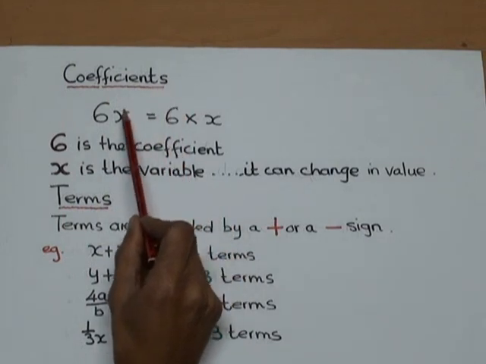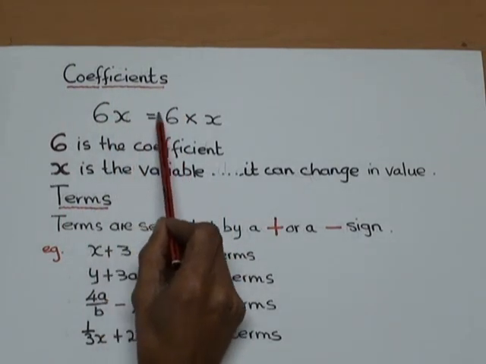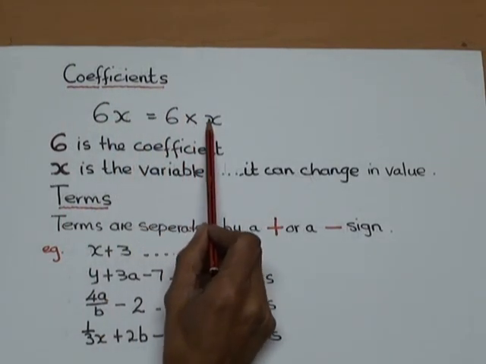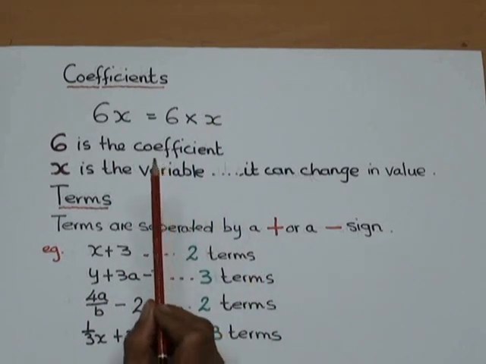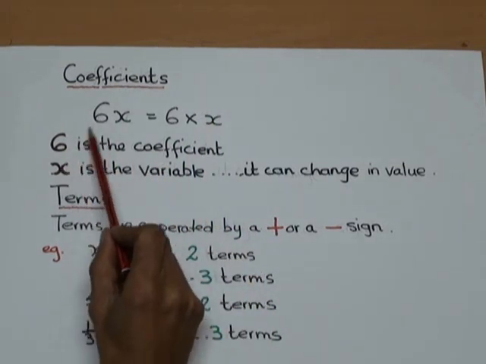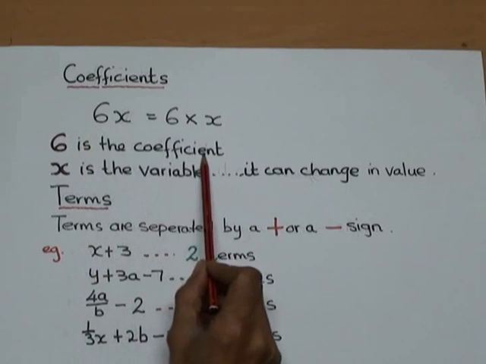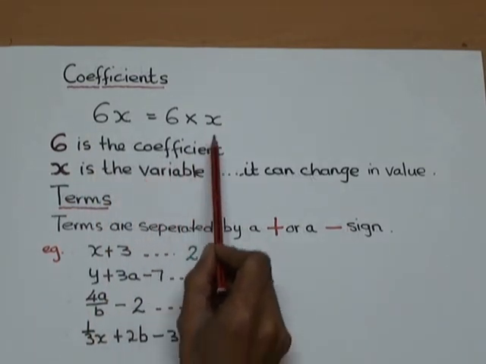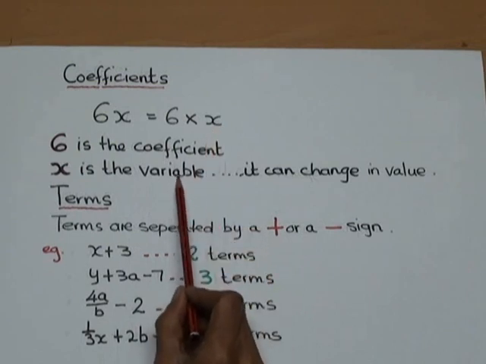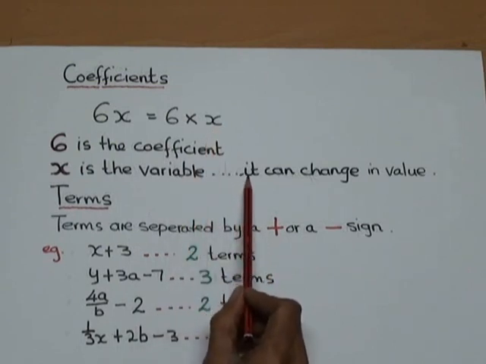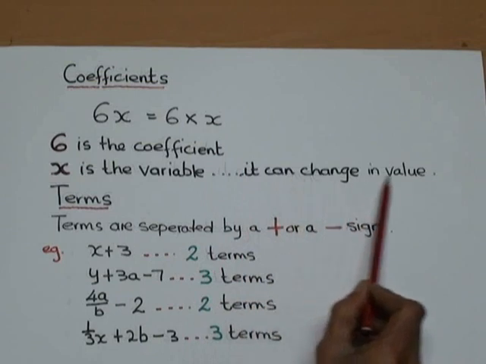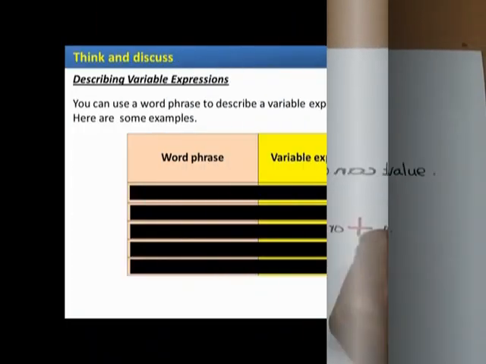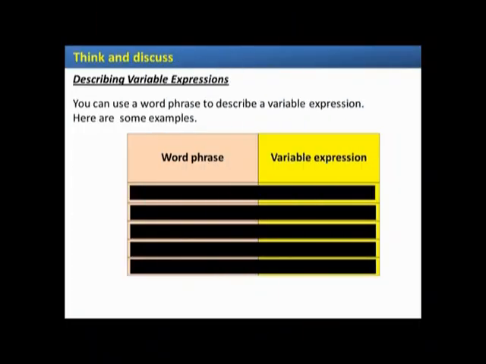Coefficients. 6 times x can be written as 6x. 6 is the coefficient and x is the variable. X is the variable. It means to say it can change in value. Now, think and discuss.